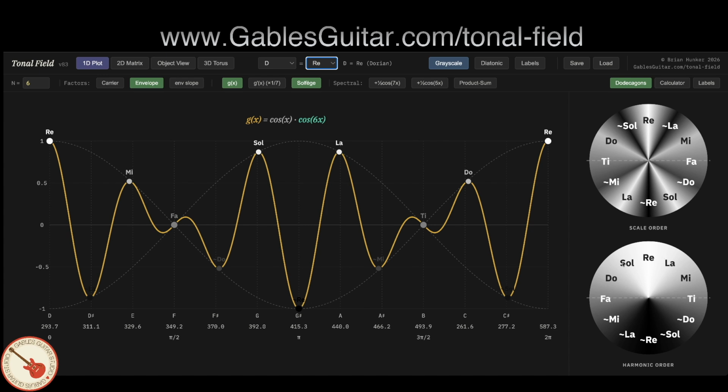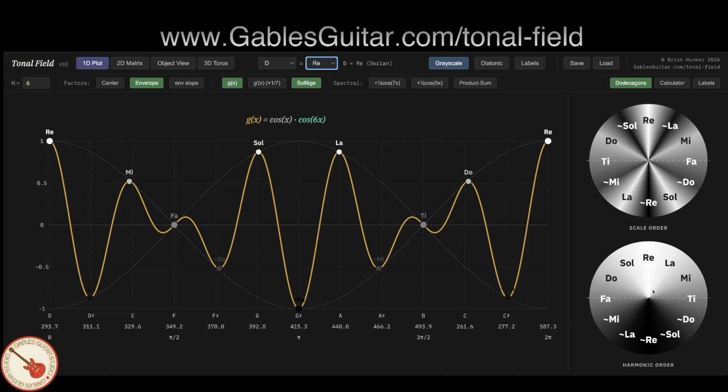And this also shows us our major-minor bifurcation. The slope of the envelope basically sorts Do and Sol into the positive side, La and Mi into the negative side, and Re as the center. And that shows how the modes organize themselves. Sol, Do, and Fa are the major modes. La, Mi, and Ti are the minor modes, and Re is balanced exactly in between the two.